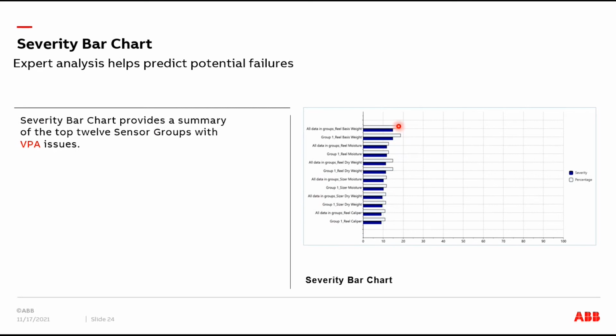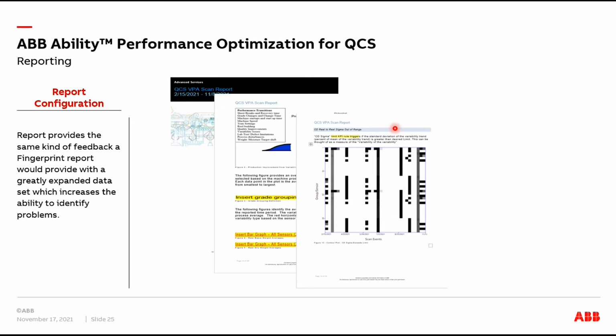The severity bar chart percentage value indicates the number of occurrences over the specific time period. The percentage is calculated as the number of non-zero KPIs divided by the total number of KPIs over the scan report period for a given sensor VPA value. It has the ability to generate the report, so it provides some additional feedback with a greatly expanded dataset, which increases the ability to identify problems. We can even insert our observations here and give some recommendations with these reports.